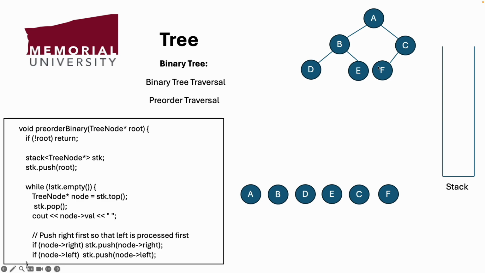Since node F is also a leaf, they don't have any children. In that case, this does not apply. Now the stack is empty, so let's jump out of this while loop. So the pre-order traversal is complete.